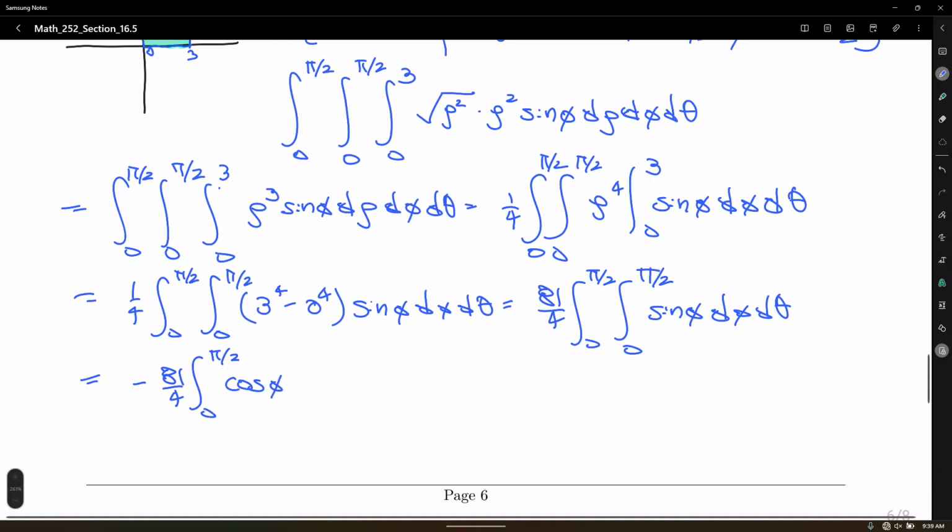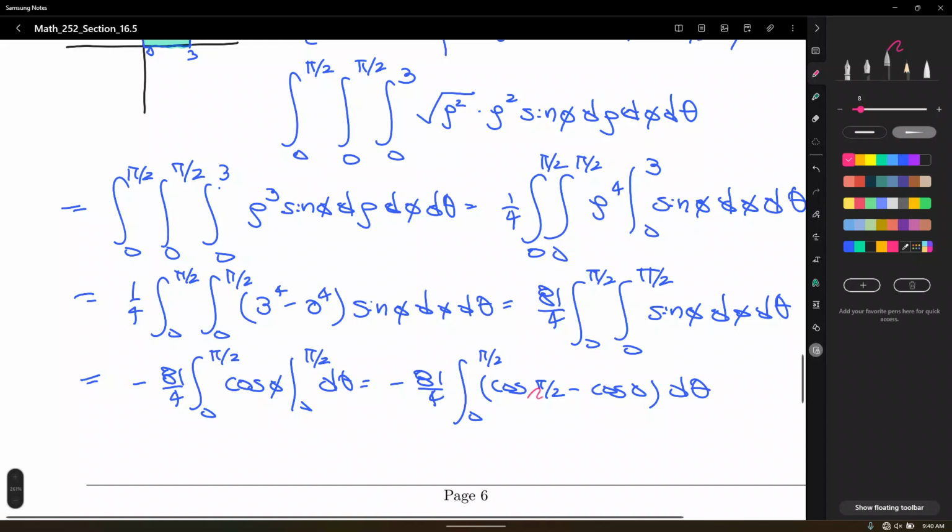Integral from 0 to pi over 2, cosine phi evaluated between 0 and pi over 2, d theta. Upper limit, okay, keep the negative 81/4. That is the integral from 0 to pi over 2 of cosine pi over 2 minus cosine 0. What is cosine pi over 2? 0. Cosine 0 is 1. 0 minus 1, isn't that negative 1?